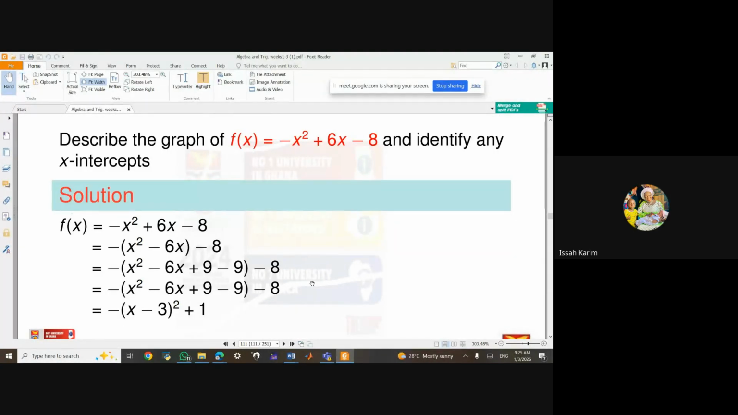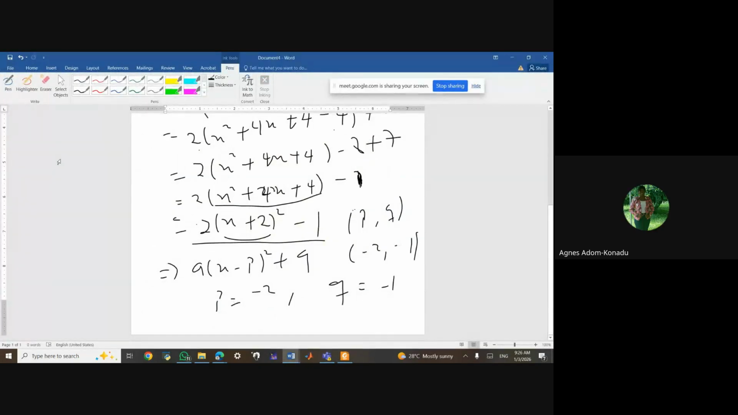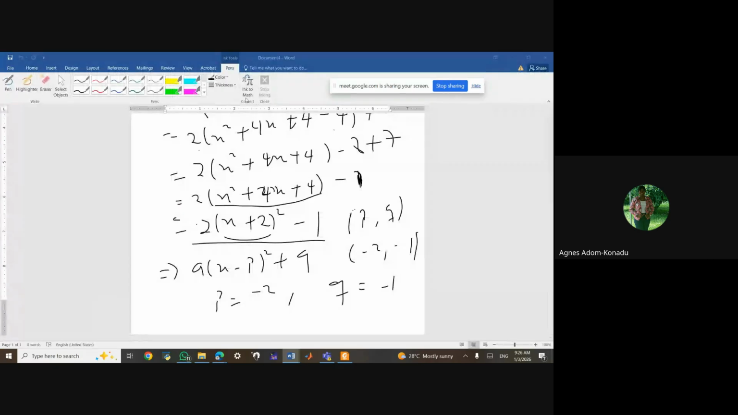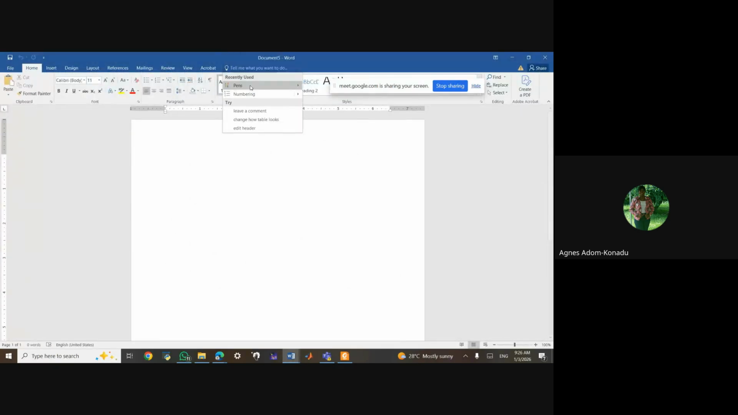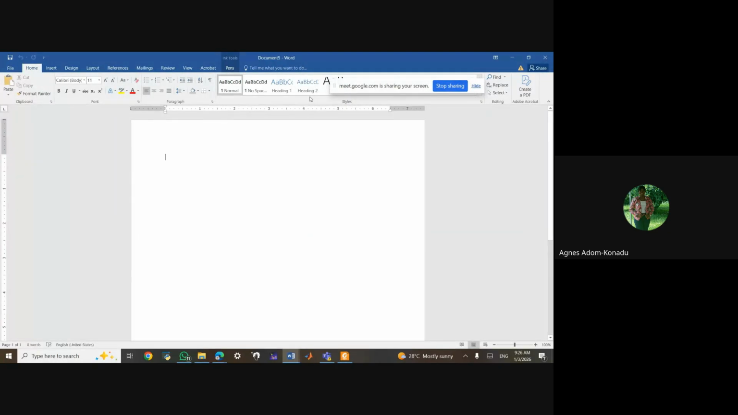It's now confused. The x squared minus 6x plus 9 minus 9, that's where I am confused. So I have y is equal to minus x squared plus 6x minus 8.